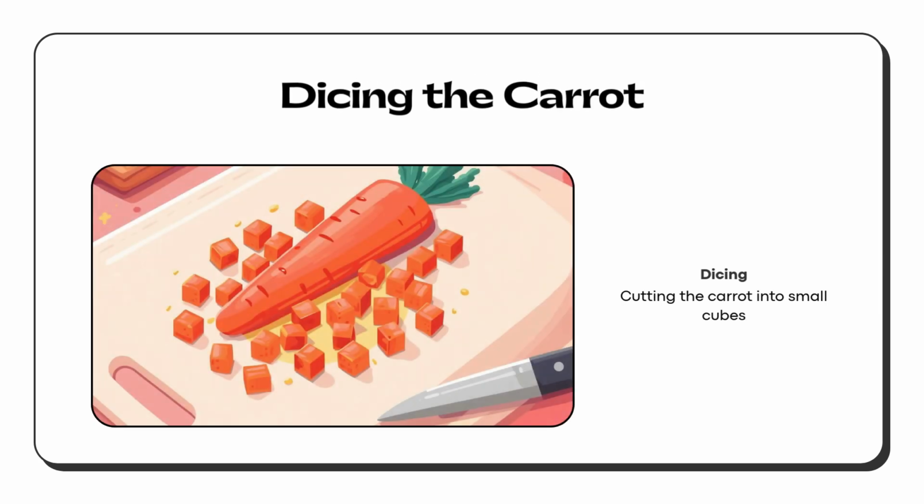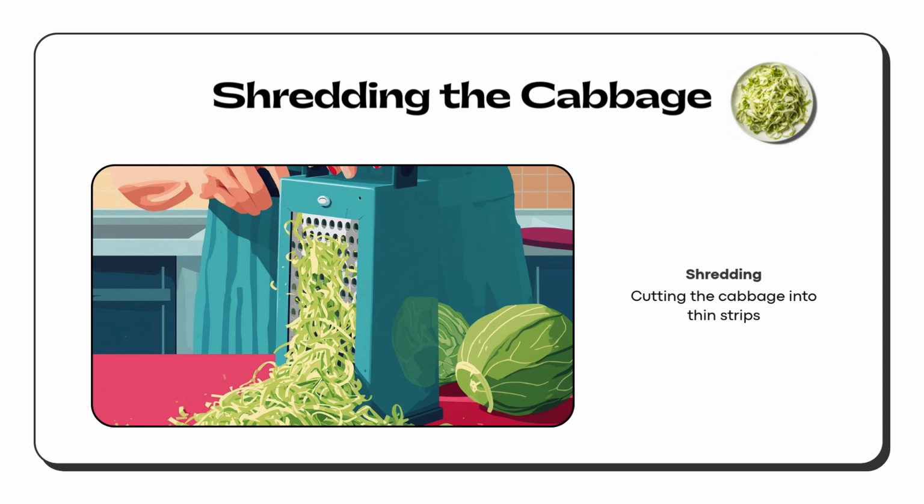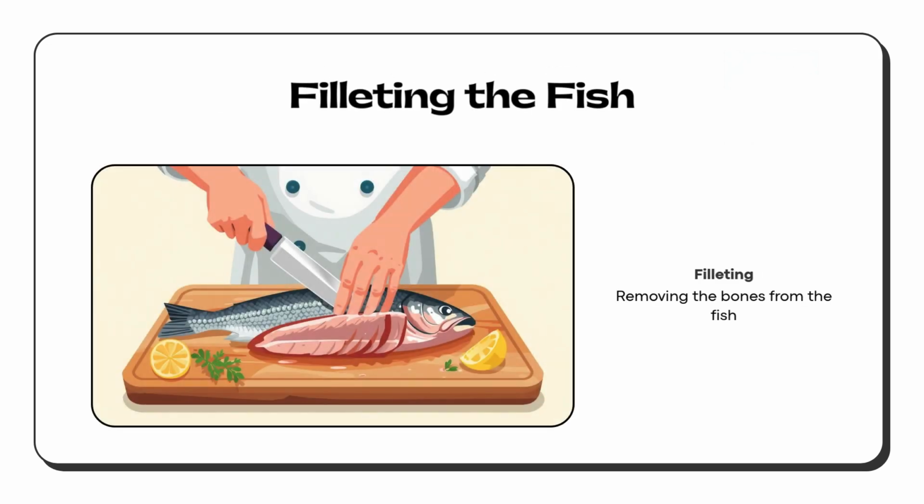This action is called dicing the carrot. Dicing means cutting the carrot into small cubes. This action is called shredding the cabbage. Shredding means cutting the cabbage into thin strips. This action is called filleting the fish. Filleting means removing the bones from the fish.